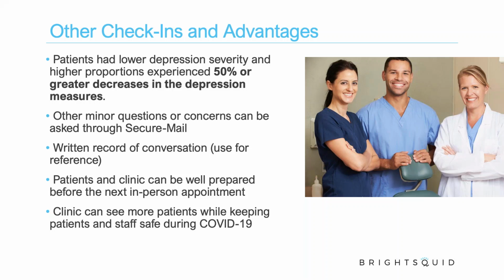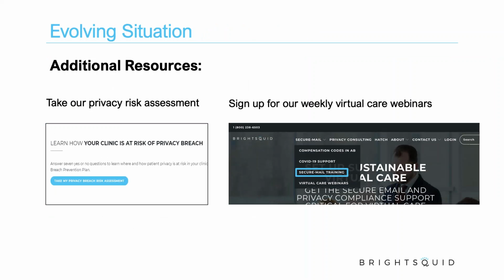Patients in the clinic can be well prepared for the next in-person appointment. So we can help make better use of time. Clinics that send out questionnaires before appointments, "Hey, you're coming in for a knee concern. Here's our questions about knee concerns." And even just having the patient think about that in advance is very helpful. Clinics can see more patients while keeping patients and staff safe. As I've mentioned before, there's an 11% increase on average for patient encounters per day when secure messaging is employed in a clinic.